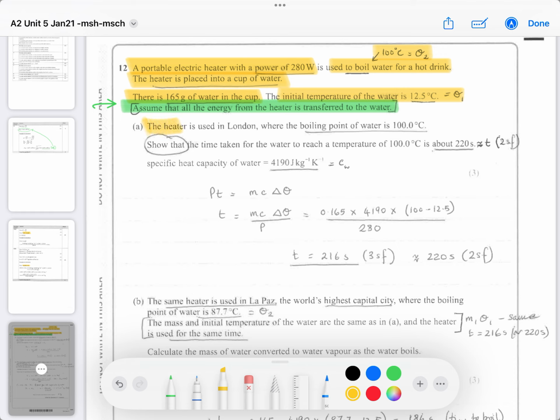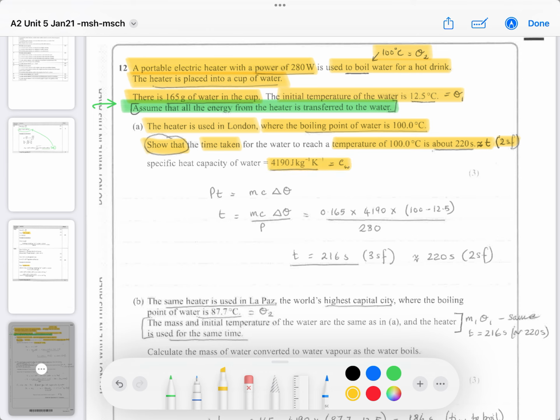Okay. The heater is used in London, where the boiling point of water is 100 degrees centigrade, because London is pretty much at sea level. Show that the time taken for the water to reach a temperature of 100 degrees centigrade is about 220 seconds. So that means they want you to do it accurately, to 2 significant figures. All right, the heat capacity is given to 3 significant figures.